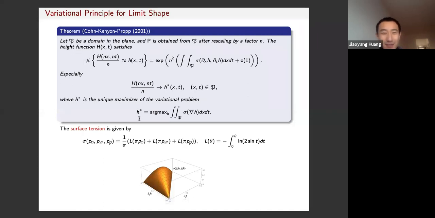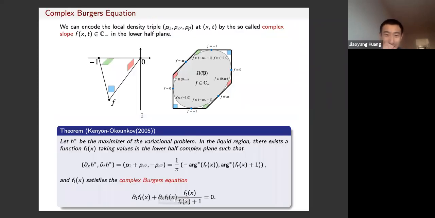One thing: even if you are given the domain P, h star is given by this variational problem, and it's not that easy to directly solve for h star. Even if you write down the Euler-Lagrange equation for h star, it's not that easy to solve. To get the limit shape, Kenyon and Okounkov introduced a quantity called the complex slope. For any local density triple, those three p's at some point (x,t), you associate a complex slope, which is a number.